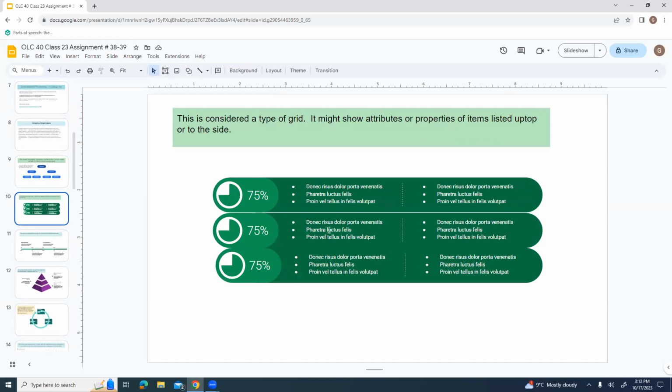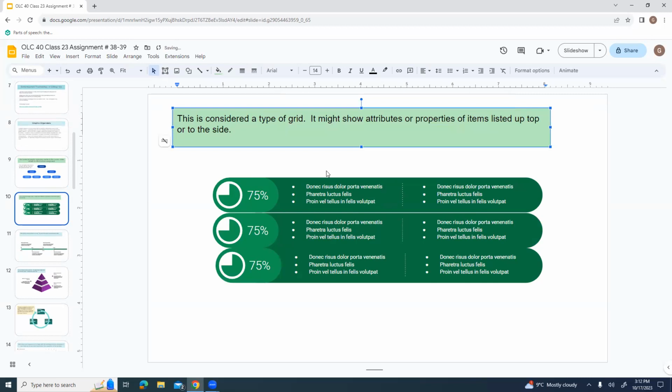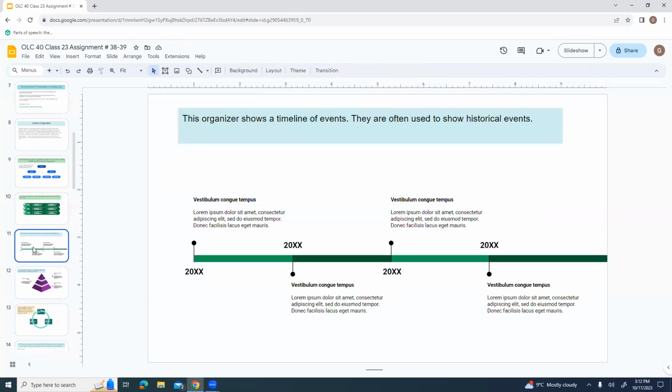This is a type of grid, right? There's information here, here, and here. They're connected. It might show attributes or properties of items that are listed up on the top. There could be a label up here or here, or it could be something down here. So it's one way to show information.